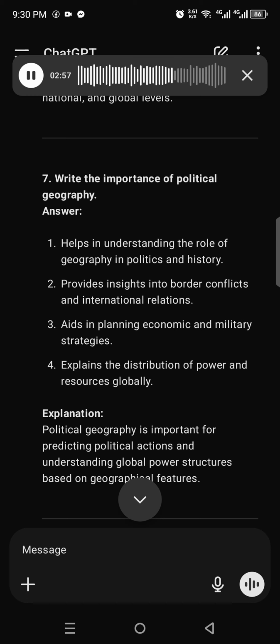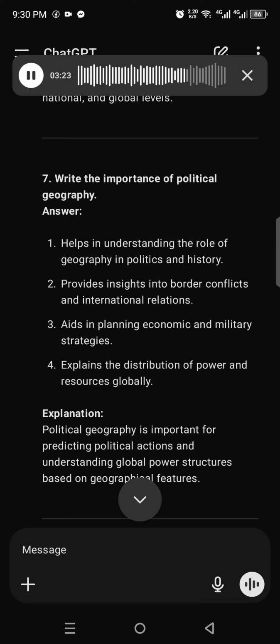Section C. Essay questions. 8. Define political geography and discuss its nature. Answer. Definition. Political geography is the study of how geographical factors, like location, terrain, and climate, influence political boundaries, systems, and relationships. Nature. 1. Interdisciplinary, combines geography, history, politics, and economics.